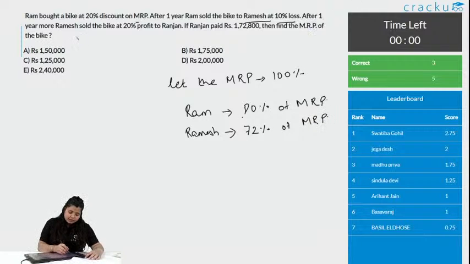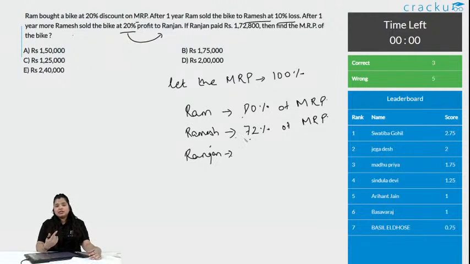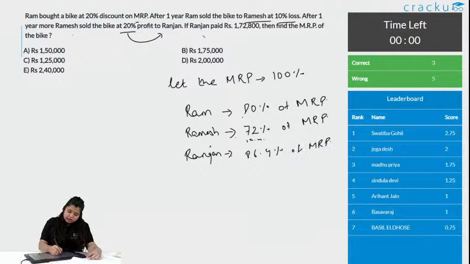And after 1 year more, Ramesh sold the bike at 20% profit to Ranjan. So Ranjan got the bike, he sold the bike at 20% profit. So what is 20% of 72? See, 10% of 72 is 7.2. So 20% is 14.4. Direct calculation. So it is just its profit, 20% profit. That means add 14.4 here. What will you get is 86.4% of MRP. Now we know Ranjan paid this much.